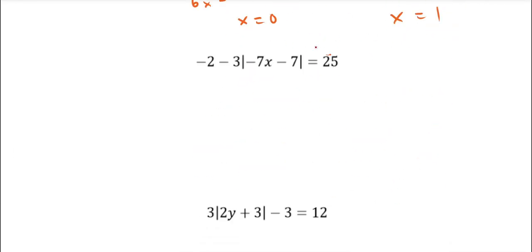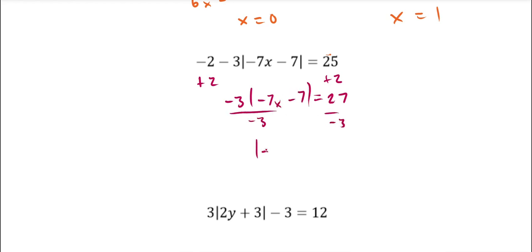Here the radical is not yet isolated. We want to first add 2 to both sides, which gives me 27. But now I'm dividing off this minus 3. Dividing by minus 3 produces an absolute value of negative 7x minus 7, which is equal to negative 9. This has no solution. Once we have an absolute value equal to a negative, we can stop.